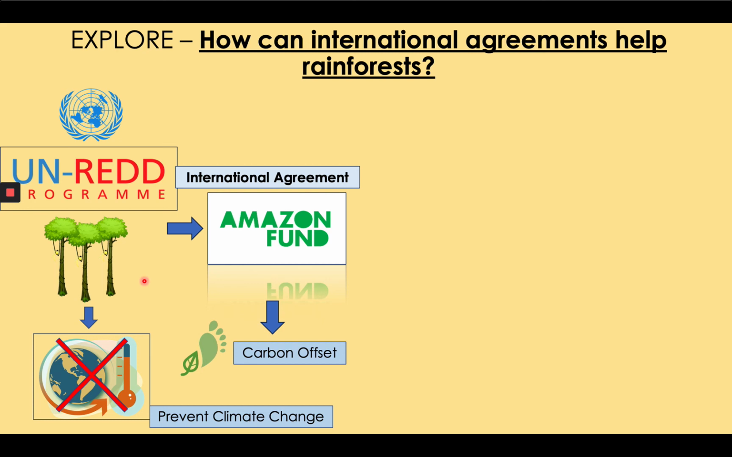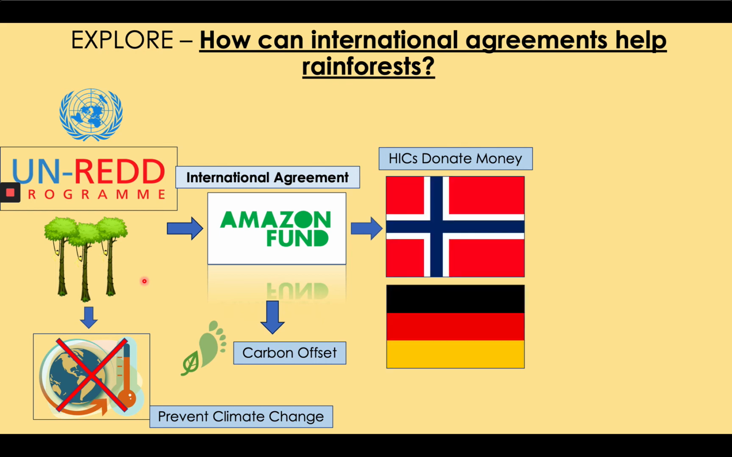And the Amazon Fund works in the same way. An HIC funds another LIC or NEE to reduce its overall emissions in a carbon offset. So what is the Amazon Fund specifically? Well, HICs donate money to LICs, or NEEs in this case. What HICs are involved here? Norway and Germany. More than 90% of the money that goes into the Amazon Fund comes from Norway. The other 10% comes from Germany.